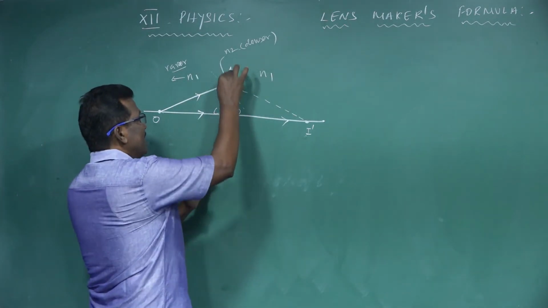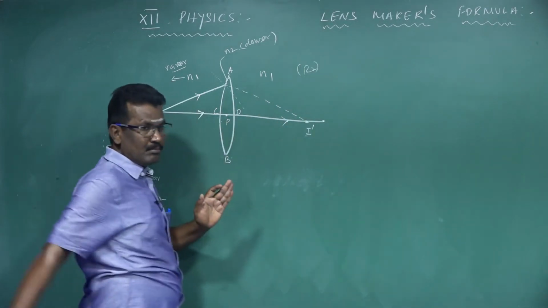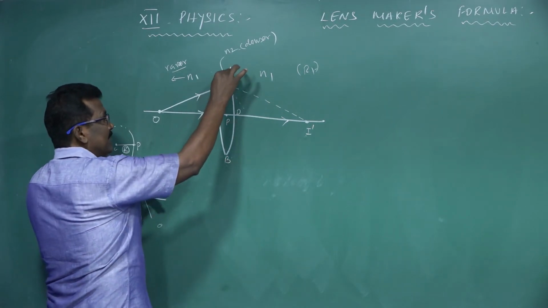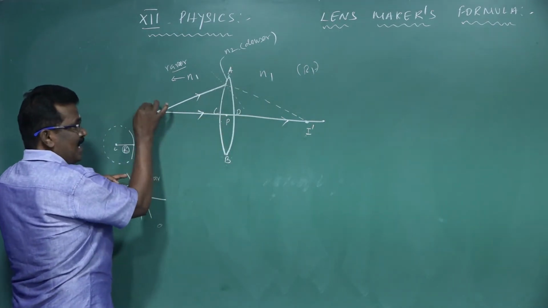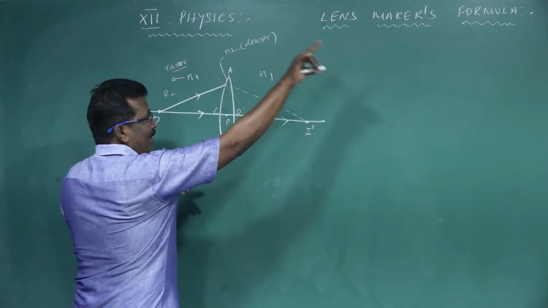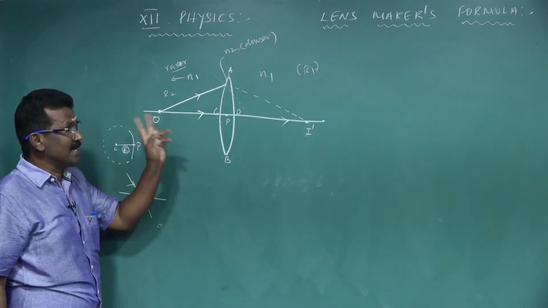The radius of curvature of surface ACB is R1. The radius of curvature of the second surface ADB is R2. So R1 is along this side and R2 along the other side. So there are two radii of curvature.